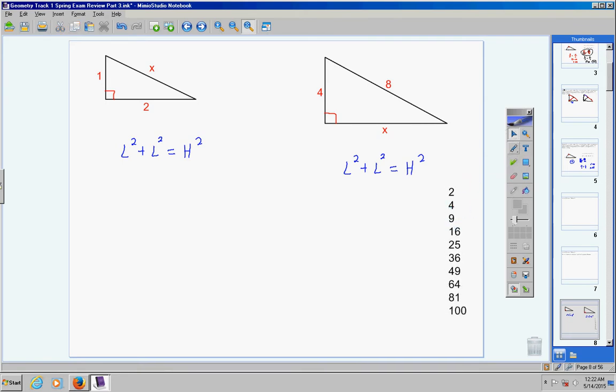I'm not sure why there's a 2 here. That 2 shouldn't be there. How to take your perfect squares and simplify square roots, okay?